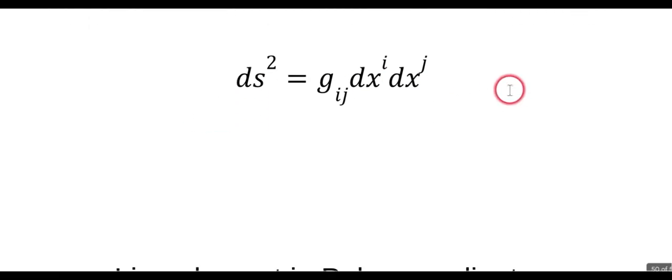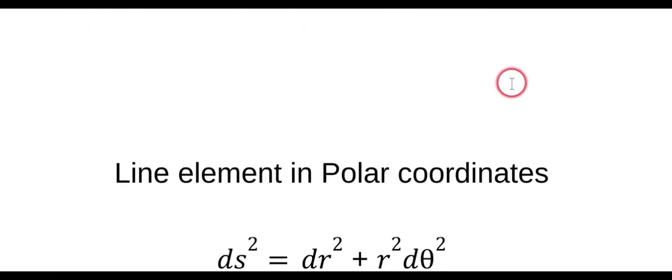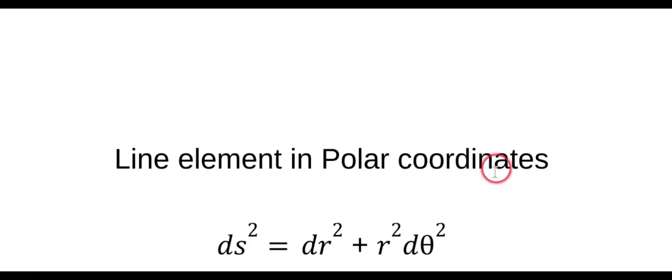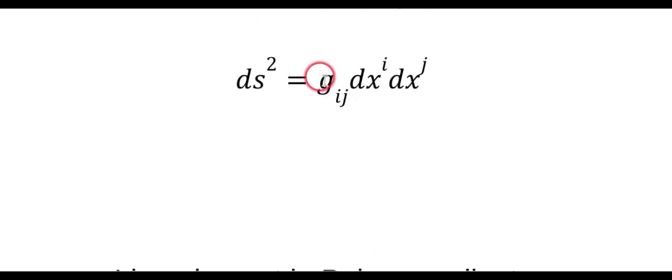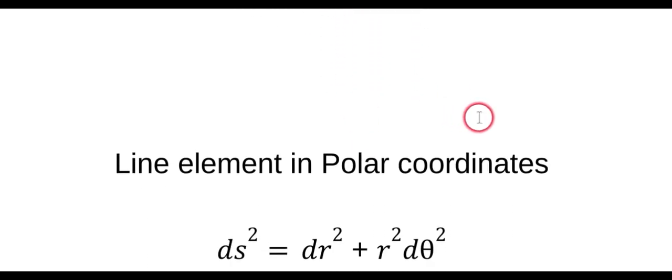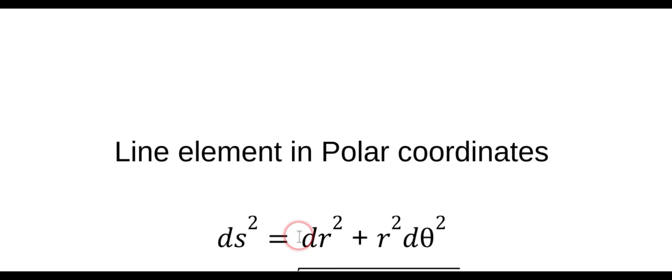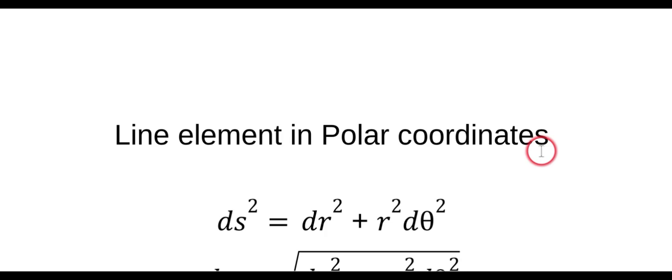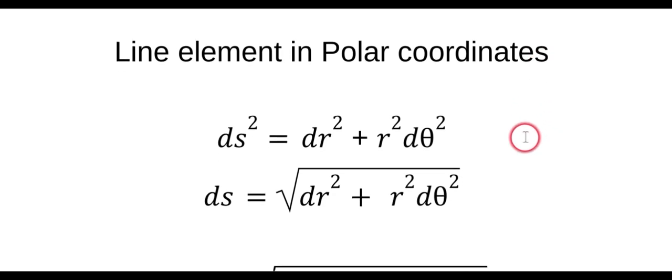Okay, so we have this in polar coordinates. This line element, it's called the line element, is ds squared equals dr squared plus r squared d theta squared. So this is the g_ij. The g_rr component of the metric tensor here is 1. The g_theta theta is r squared. We take the square root of both sides.